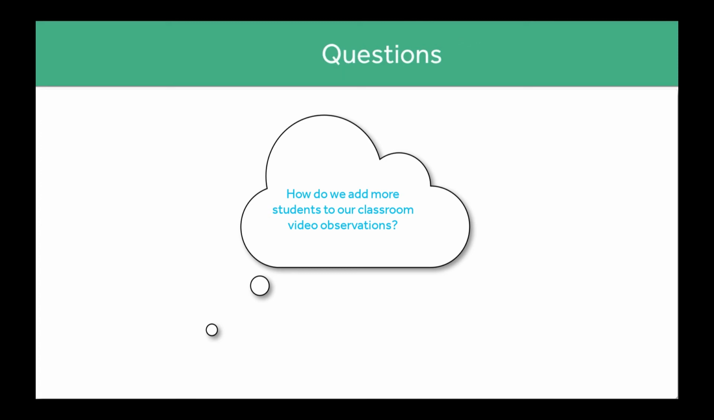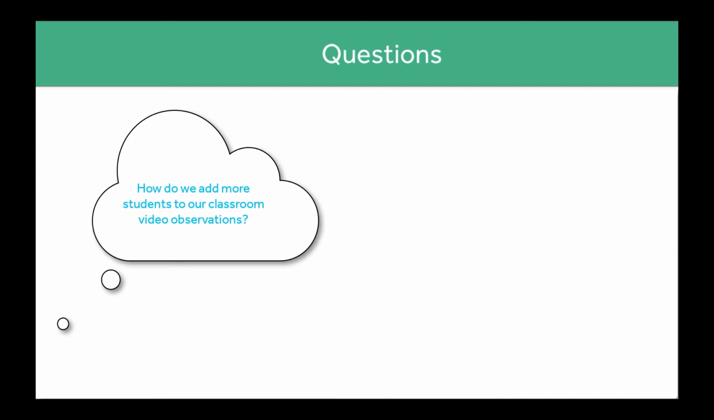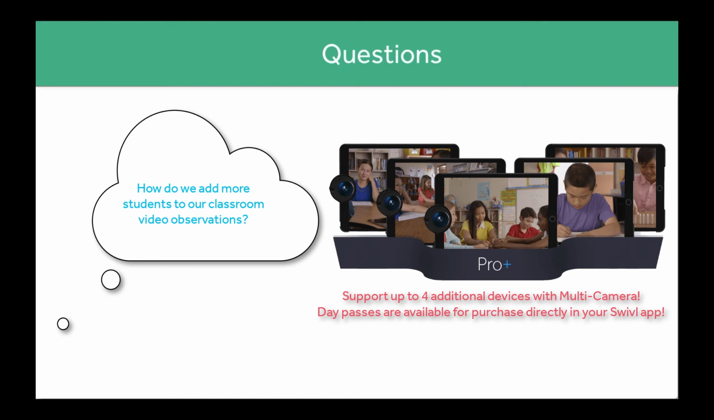So someone had a question about other classroom arrangements and what the possibilities are for dual camera. I would actually urge you to think about if you want to include more students and you're ready to take the plunge, maybe even try out multi-camera. So multi-camera is a Pro Plus feature. It's our higher subscription level, but you can try it out. We do have a day pass that you can purchase directly in the app. So if you need more camera feeds around the classroom, multi-camera is definitely the way to go.